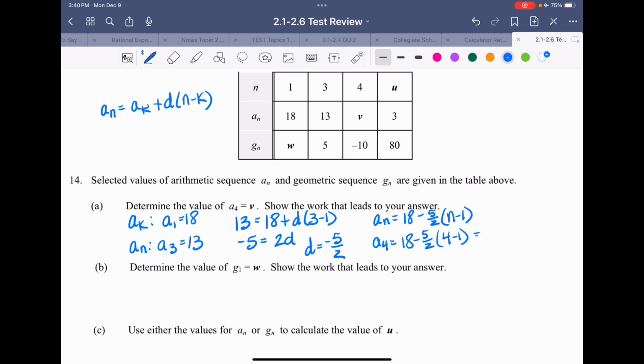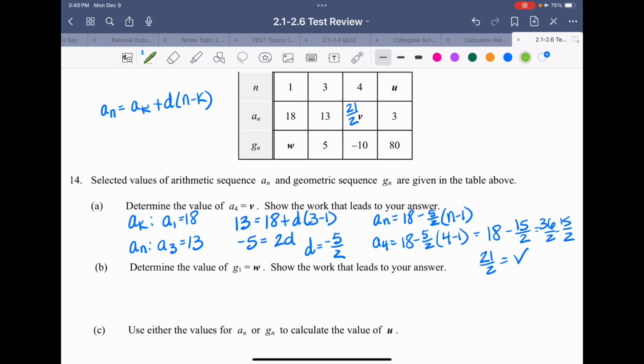So that gives me 18 plus 15 halves. Oh, plus minus, minus 15 halves. Then I gotta get a common denominator here. 36 halves minus 15 halves is going to give me 21 over 2. So a sub 4 is 21 over 2.